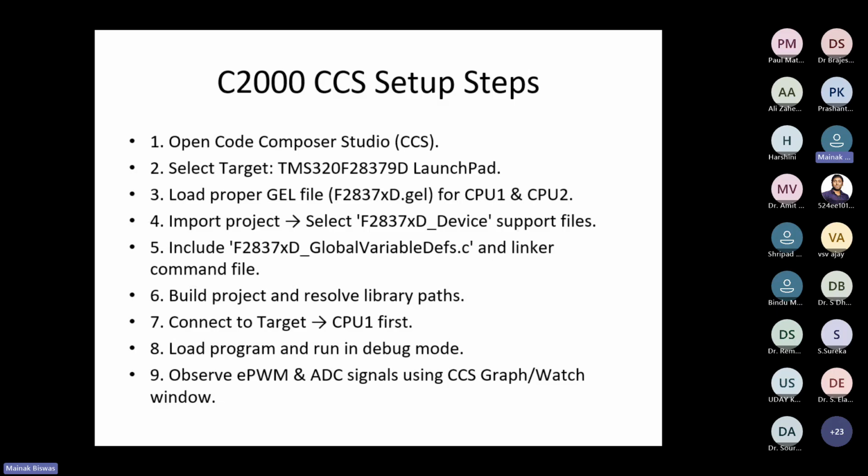After that, I will build the project, and it will resolve the library paths. Then I will connect the target. In my case, that is CPU1 first. You can use CPU2 also. Then you will load the program and run it in debug mode. After the run completes, you will observe the EPWM and ADC signals using the CCS graph, and you will use the watch window also.